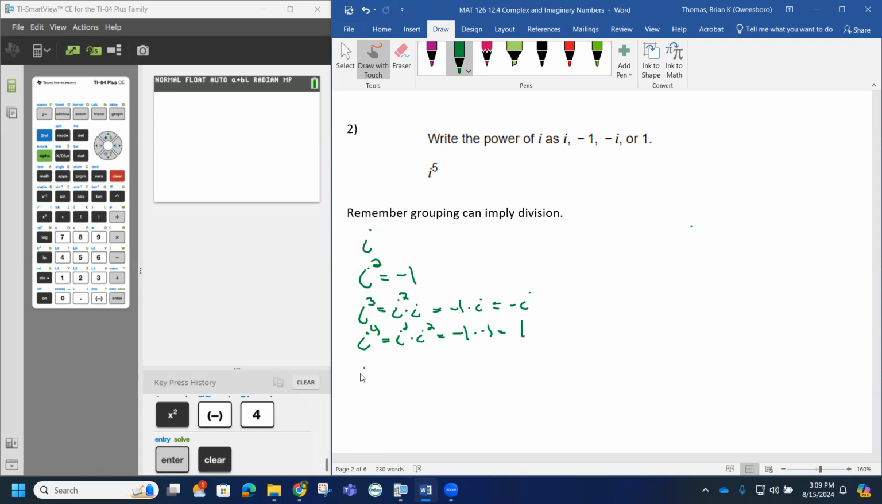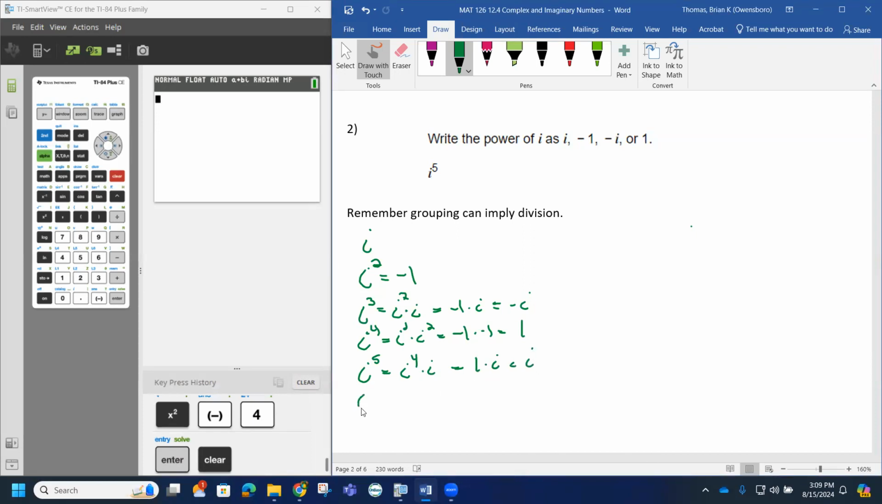If I go i to the fifth, notice how I have all this up here to use. I can actually use this i to the fourth. So I can write this as i to the fourth times i. Well, we know i to the fourth represents 1. 1 times i is i.